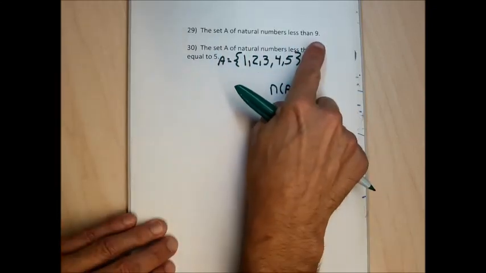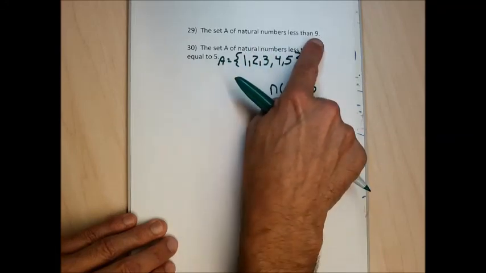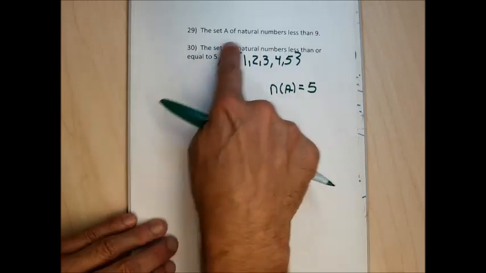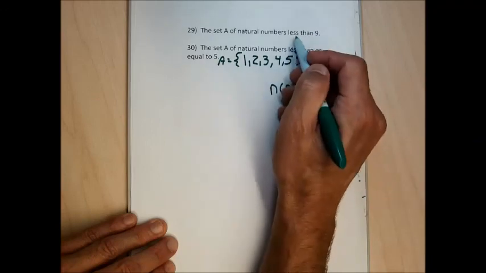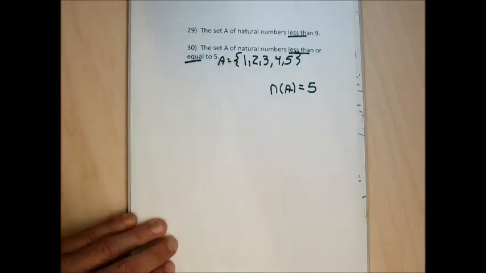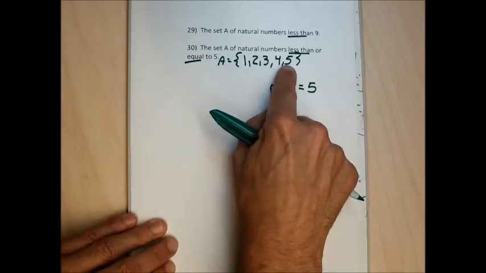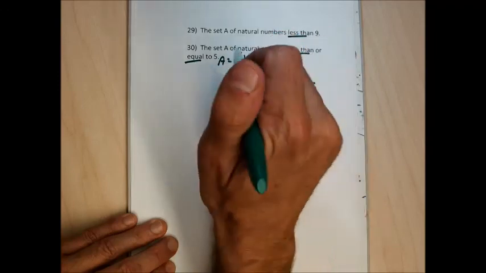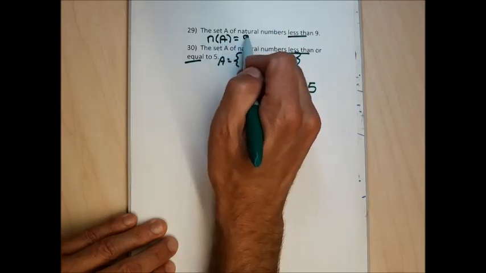When you go to do your problem 29, 9 is not going to be in the set because I don't have the words or equal to. The difference between my 30 and your 29 in terms of how they're worded: you have the words less than, I have the words less than or equal to. When I made up my set A that I wanted to count the number of elements in, I included the 5. You're not going to include the 9, and your answer for 29, I guess, is going to be that.